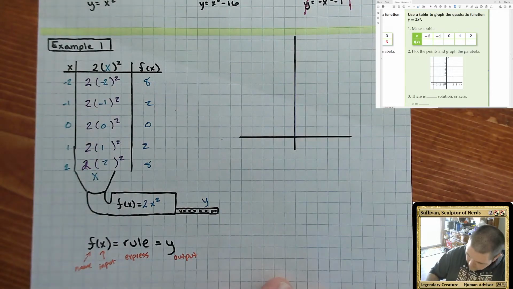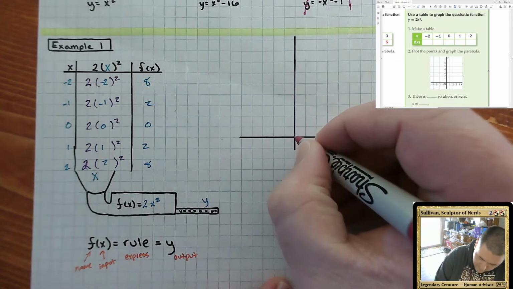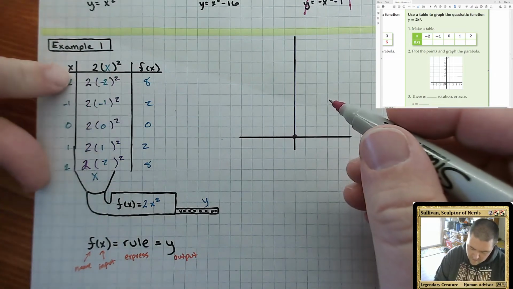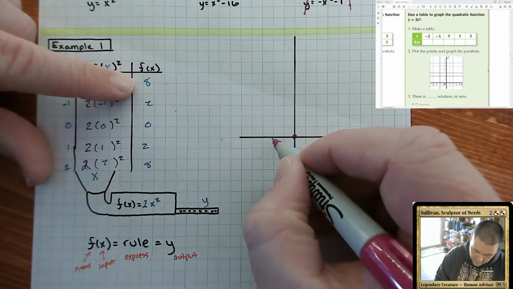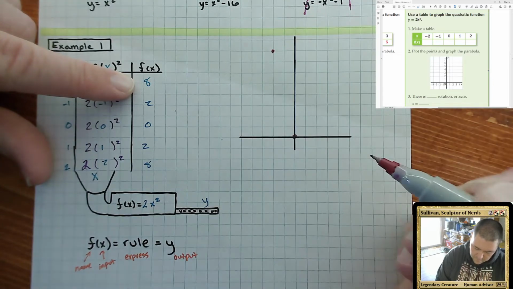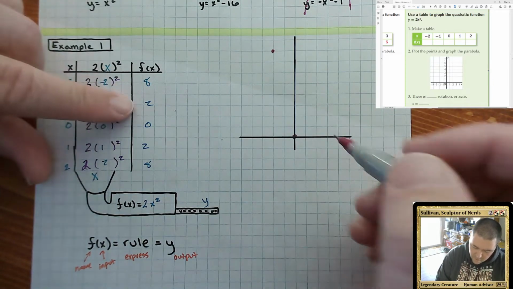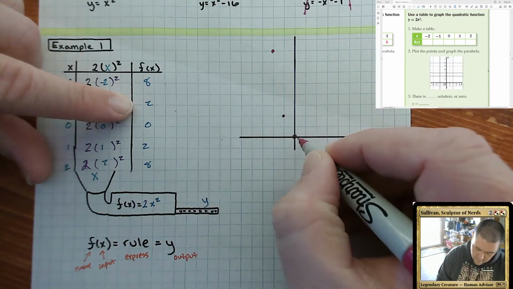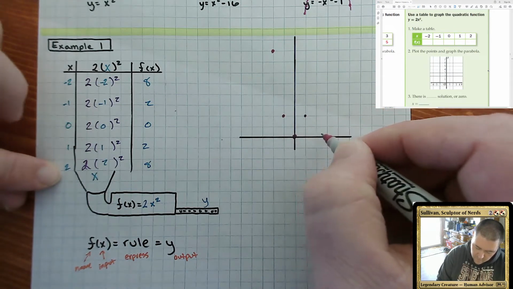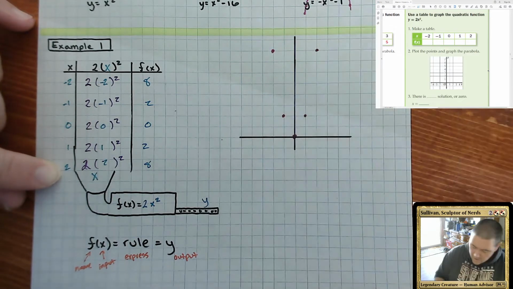Okay, we're going to have points at 0, 0, negative 2, 8. So I'm going to go up 1, 2, 3, 4, 5, 6, 7, 8. Going to go back 1, up 2. Going to go right 1, up 2. Going to go left 2, up 8. And then I connect it.